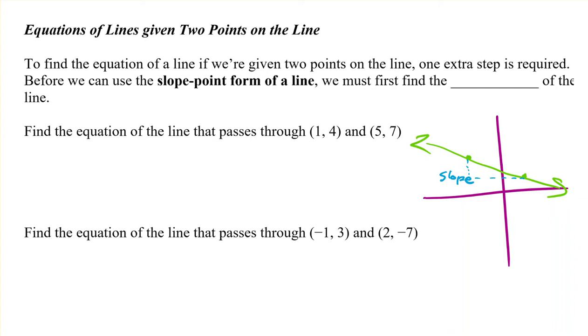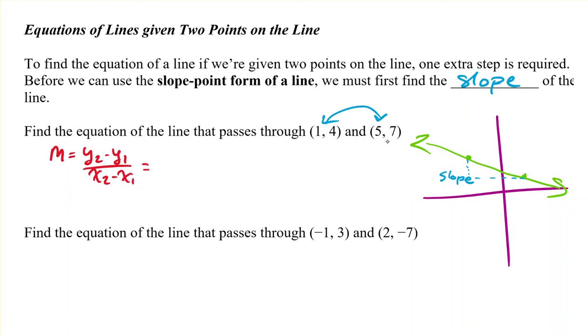Well, the first thing we need to do if we're given 2 points is get the slope. And the way we get the slope is we use our slope formula. So let's try this out. Find the equation of a line that passes through (1, 4) and (5, 7). So we have to use our slope formula of a line. Slope formula of a line is m equals y2 minus y1 over x2 minus x1.